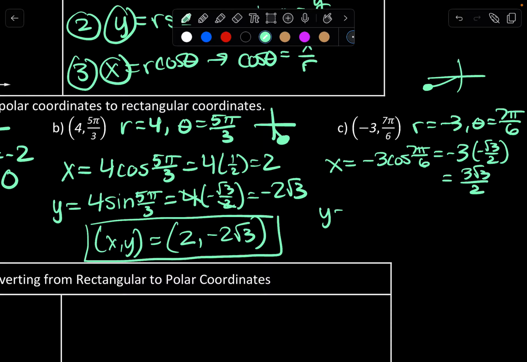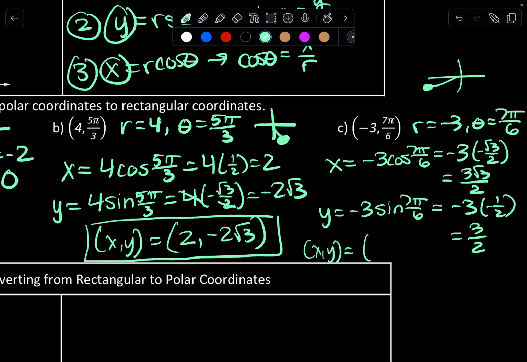And then y will be -3 sine theta, which is equal to -3 times -1/2. So we get +3 over 2. So xy rectangular will be 3√3 over 2 and 3/2.